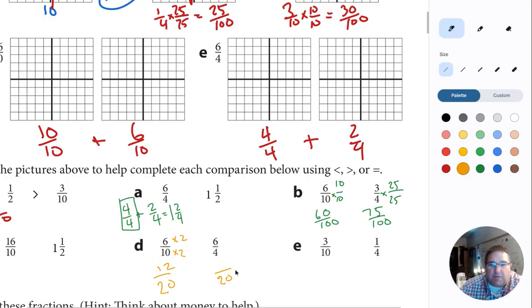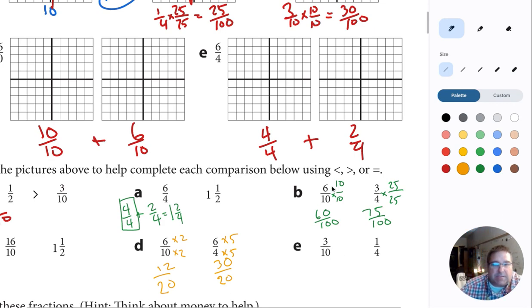And then how about 4? 4 times what is 20? 4 times 5, I got to do the same up top. 6 times 5 is 30. So I think we can see clearly which one is going to be more. And then I'll let you think about this last one here, 3/10 versus 1/4.